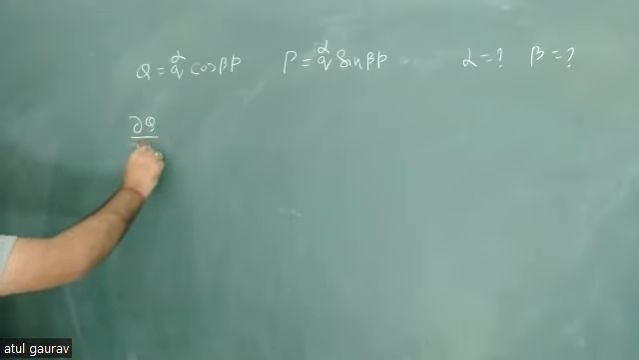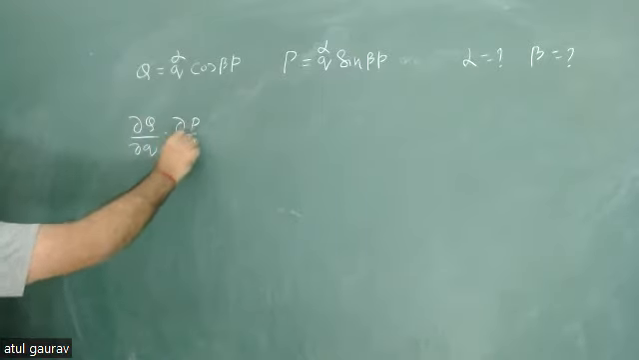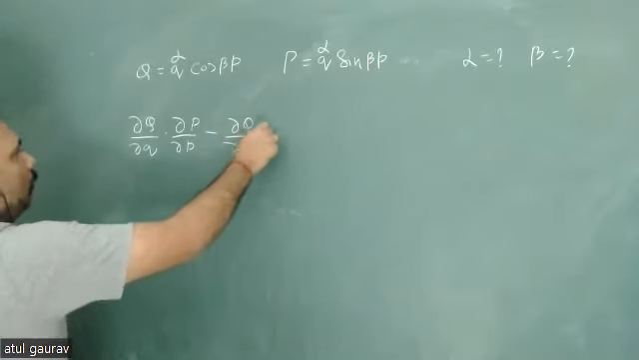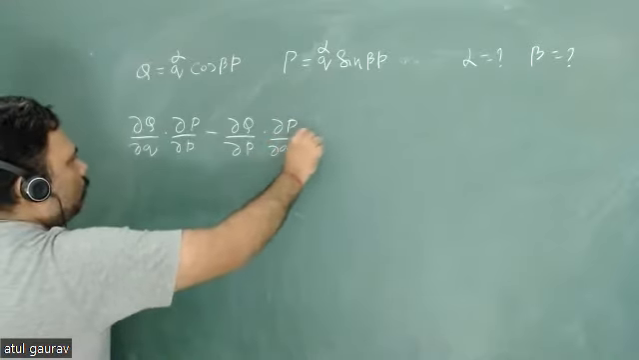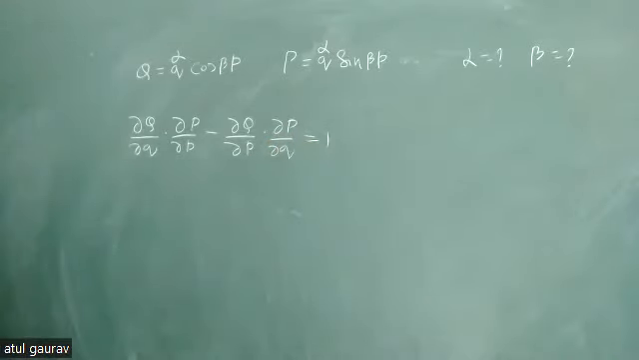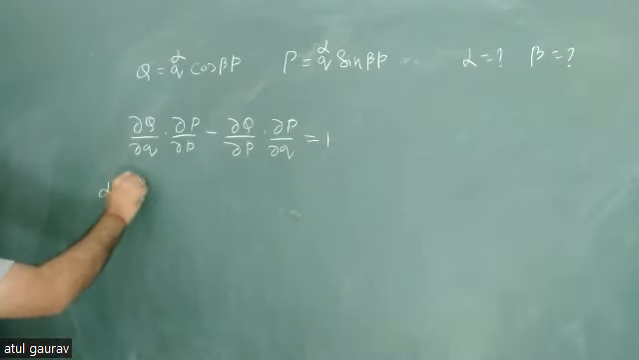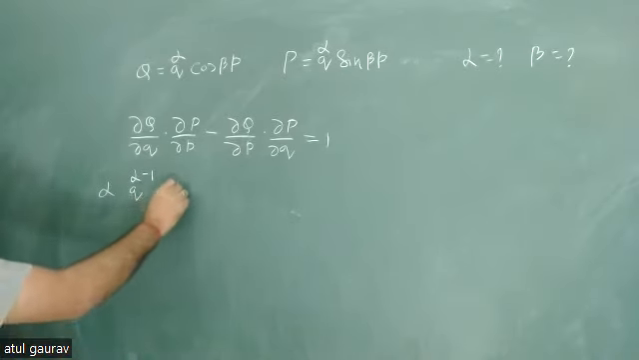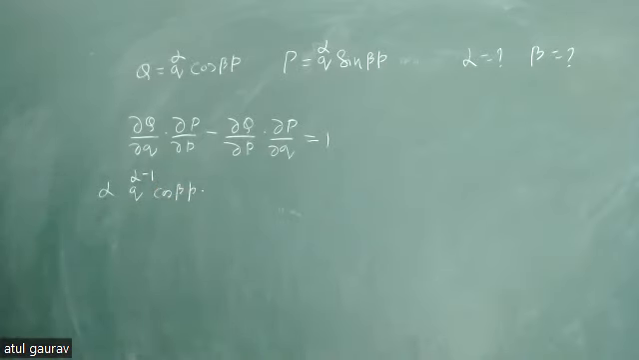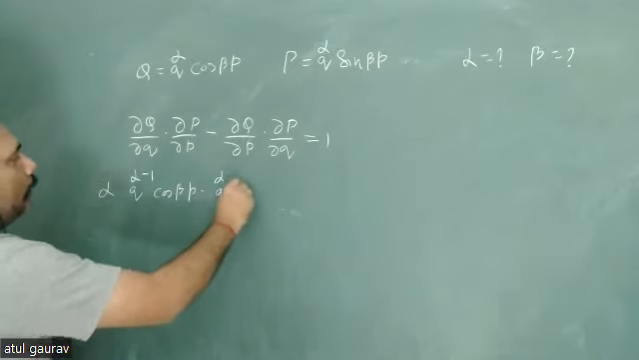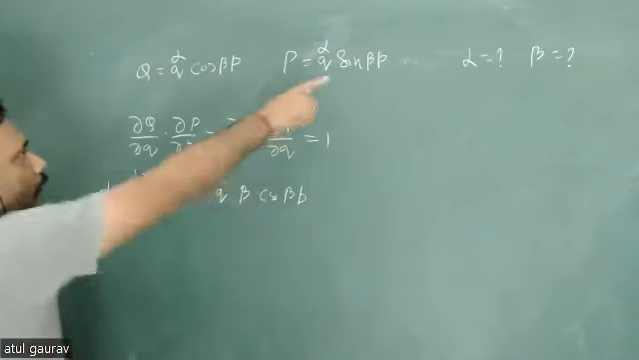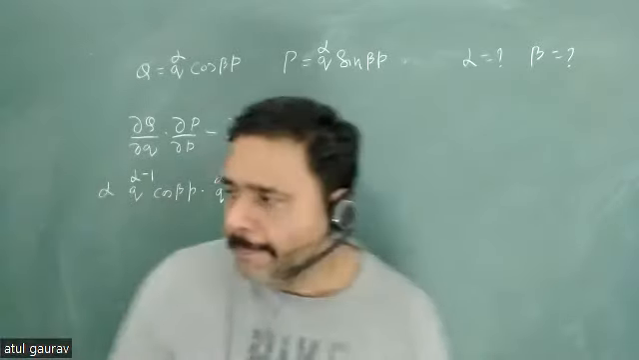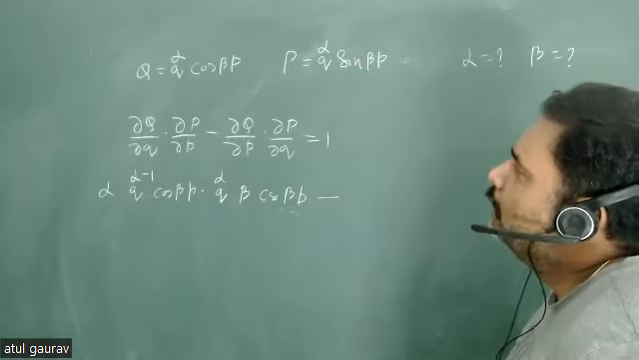What will it be? Del Q upon del q, del P upon del p, minus del Q upon del p, del P upon del q. What should its value be? It should be 1. What will happen? Alpha q to the power alpha minus 1, and cos beta p. Pay attention in case I am doing something wrong. Del P upon del p is q to the power alpha, beta cos beta p. When you differentiate sin beta p you get cos beta p, with beta coming out, minus del Q upon del p, del P upon del q.